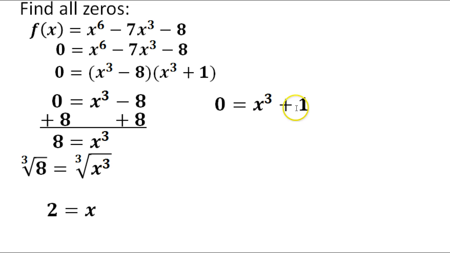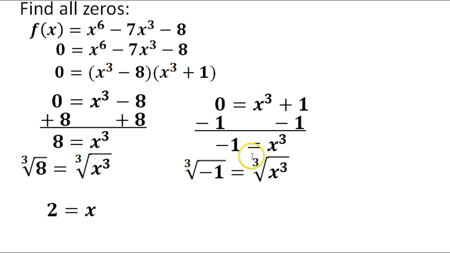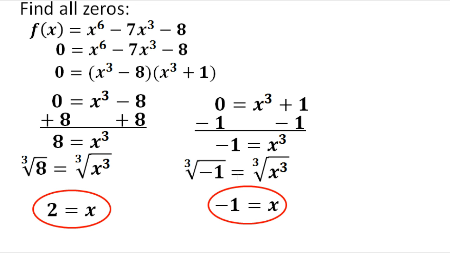Now on this one over here, we're going to do the same thing. We're going to move our 1 over to the other side. x cubed equals -1. Again, the way we get rid of that cubed is to take the cube root of both sides. The cube root of -1 is -1. So x is equal to -1 and 2. Those are my answers on this particular problem.